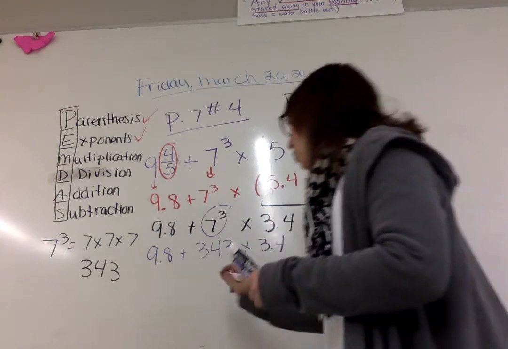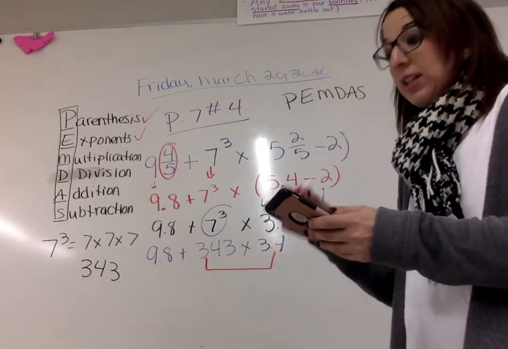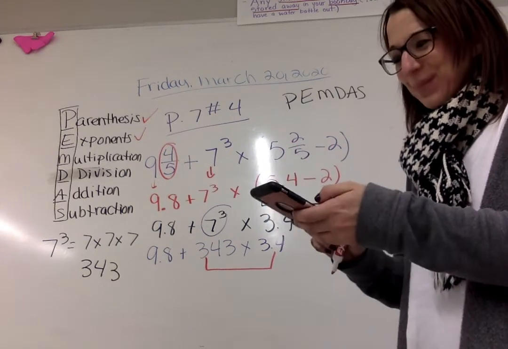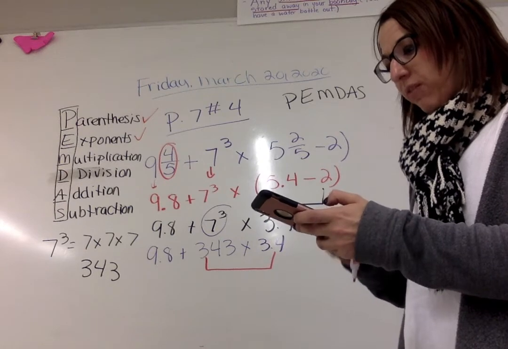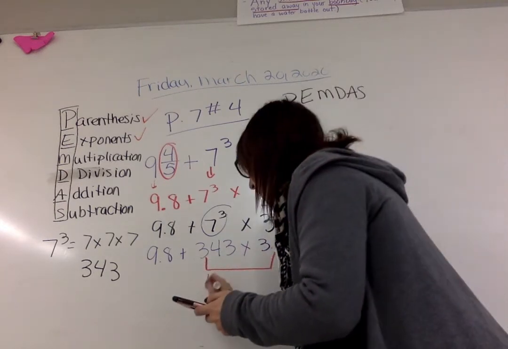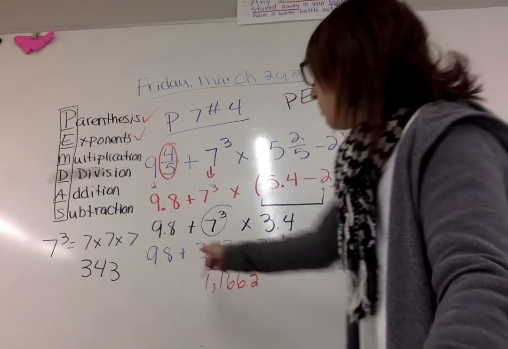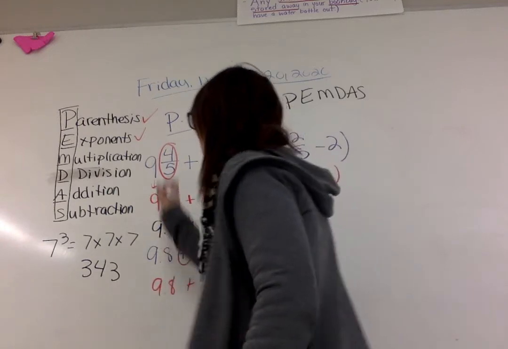So now I'm going to multiply 343 times 3.4. And yes, I am using my calculator because I don't know that off the top of my head. So hold on one second. 343 times 3.4 gives me a product of 1,166.2. And now I'm going to add the 9.8, put a check mark.